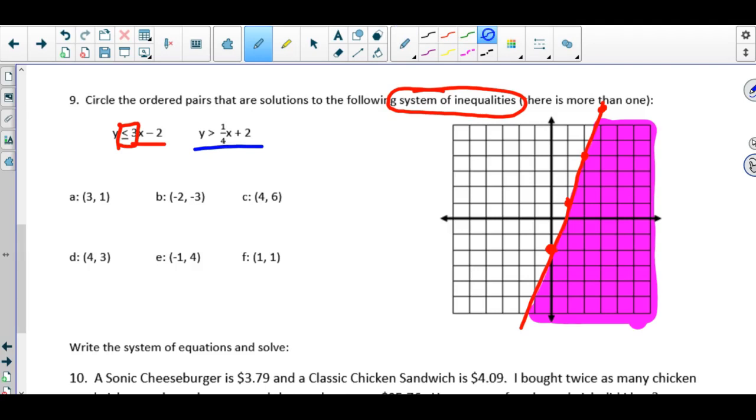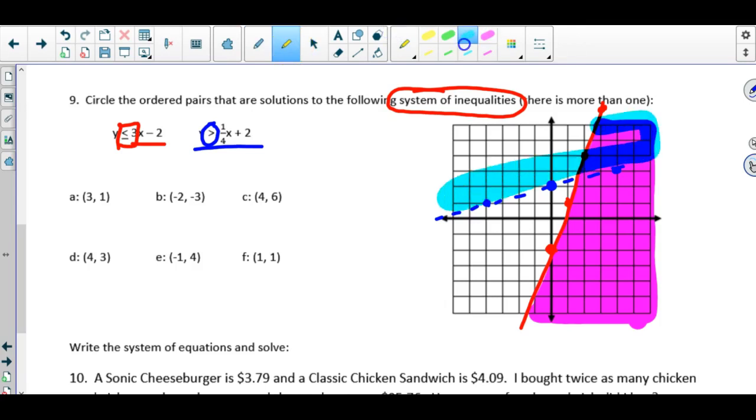1/4 x plus 2, we start at 2. Our slope is 1/4, so we rise 1, run 4. Greater than tells us a dotted line, and we shade above. So let's get the blue highlighter, shade above.